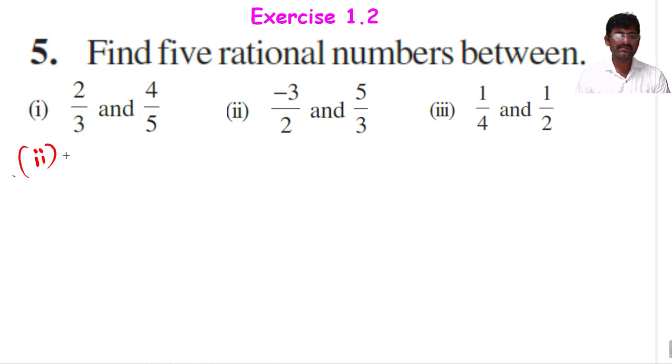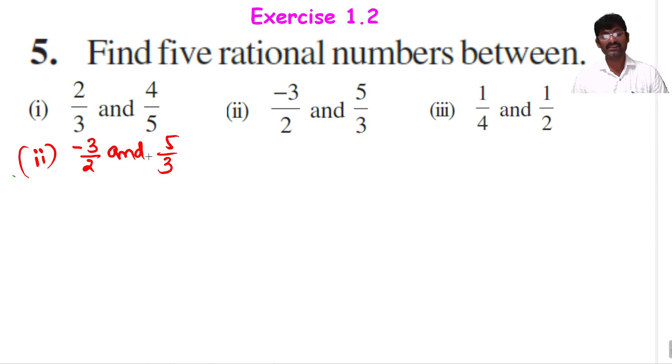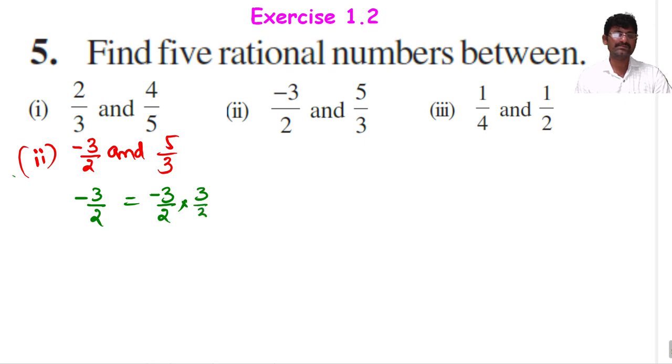Second problem. Negative 3 by 2 and 5 by 3. In this case, what we need to do is first equalize the denominators. Here the denominators are 2 and 3. What is the LCM of 2 and 3? 6. So we need to get 6 as the denominator in both the cases for both the numbers. So first let us take negative 3 by 2. So negative 3 by 2 equal to negative 3 by 2 into, to get 6 as the denominator, multiply both numerator and denominator by 3.